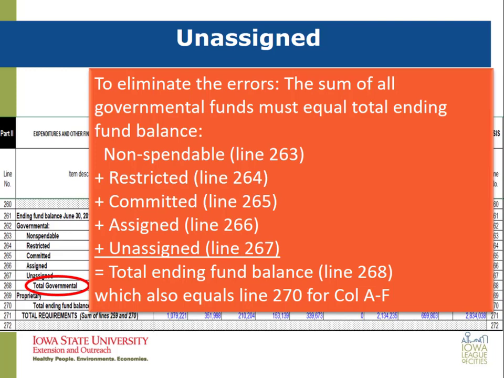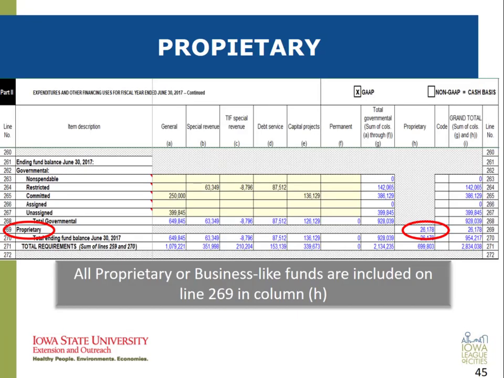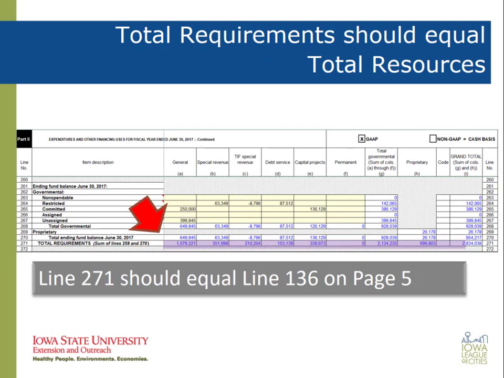Now you may notice as you look at your numbers that you have a column that is off by one digit, too high or too low. This is because we are only reporting in whole numbers and you may have a rounding error. Look at the original numbers that go into creating that number and decide whether you need to adjust up or down. All proprietary or enterprise business-like funds are included on line 269 in column H. Line 271 should be equal to line 136 on page 5. If it is not, it will show up as an error on the error page.